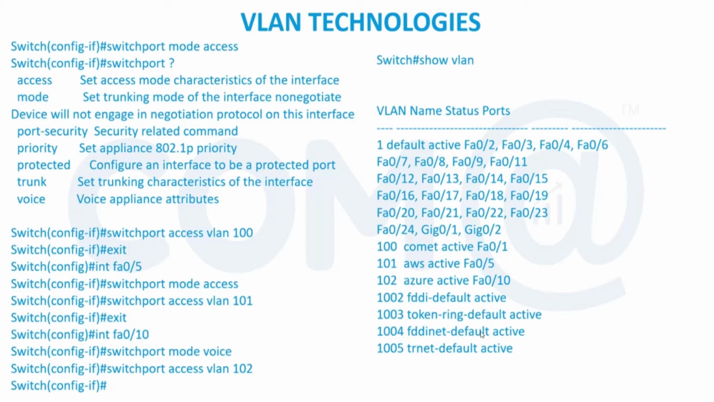Under switchport mode, you have access mode, dynamic, nonegotiate mode, port security, priority, protected, all the other options are available. So what we do in the particular port, we assign switchport access VLAN 100. I'm assigning VLAN 100 for that switch port and getting into the other port, interface Fa0/5. Switchport mode access. Okay, switchport access VLAN is 101.